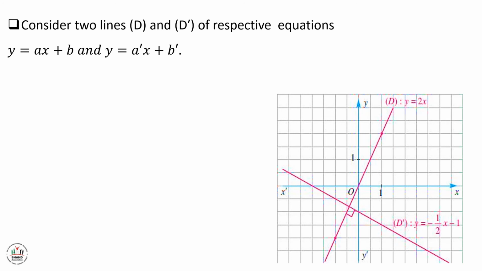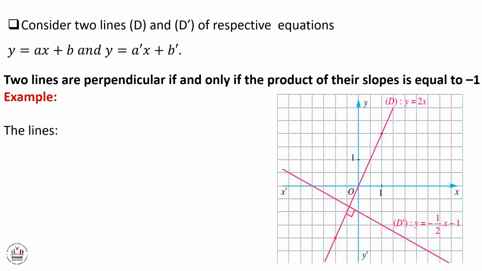Now consider two lines D and D prime of respective equations y = ax + b and y = a'x + b'. The two lines are perpendicular if and only if the product of their slopes is equal to -1. Here we have an example.